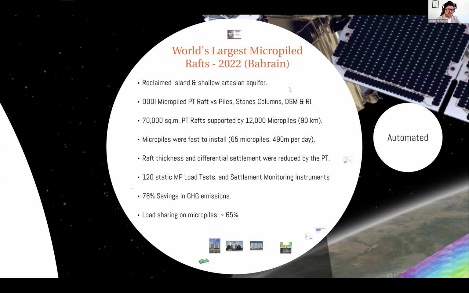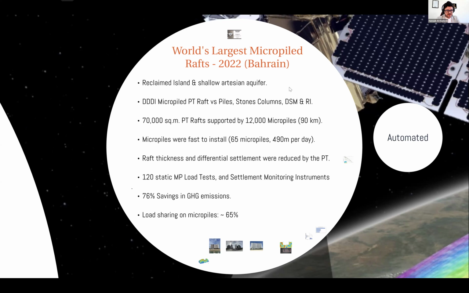which was not allowed. After almost 7 years of discussions, field and lab testing, we decided that the most suitable solution was a micropiled post-tension raft. We installed almost 12,000 micropiles to support a 70,000 square meter raft foundation. We had 120 micropile static load tests. Despite this huge amount of micropiles, because the micropiles are small, we still have a saving in terms of concrete and in terms of greenhouse gas emissions.